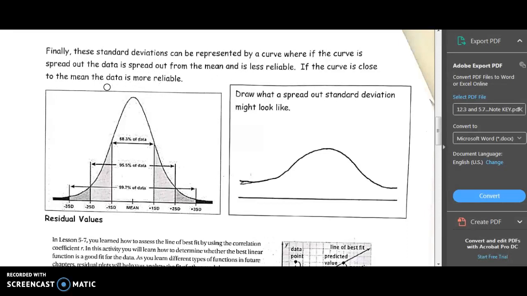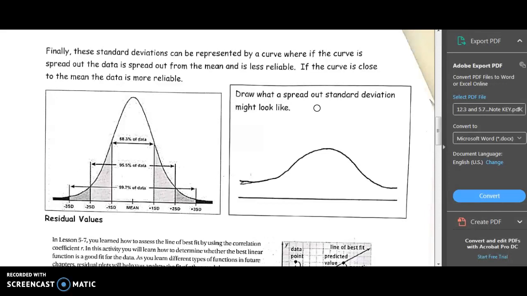So if the curve is close to the mean, the data is more reliable. In this case, close to the mean means centered towards the mean in the middle. Notice we put the mean in the center, and we go further out, adding standard deviations to the right or subtracting standard deviations to the left. And the closer we are to the mean, again, the better fit our data is going to be.